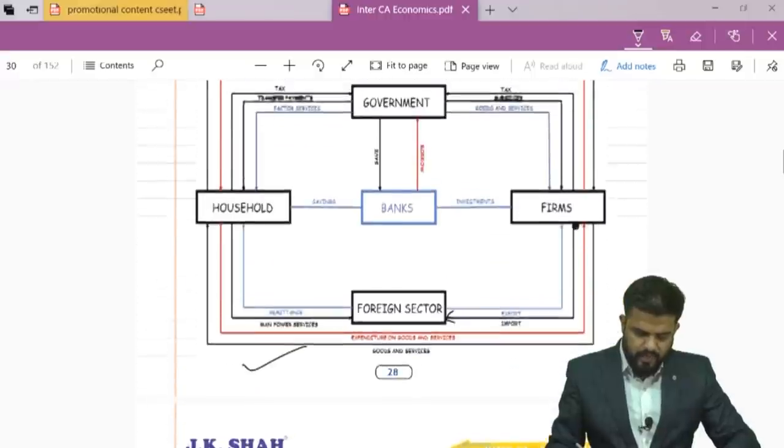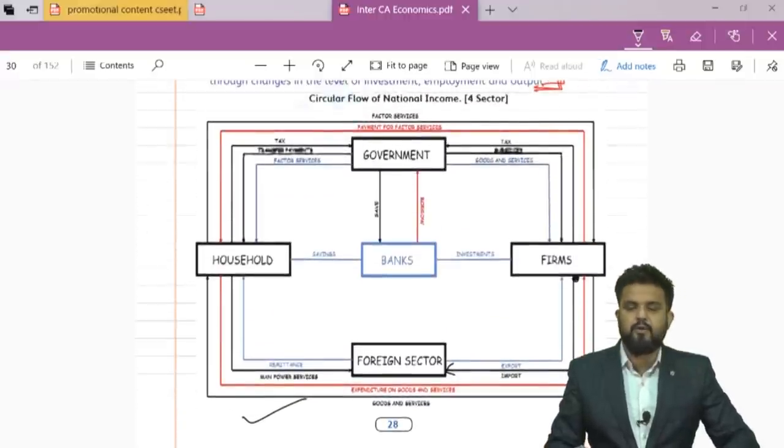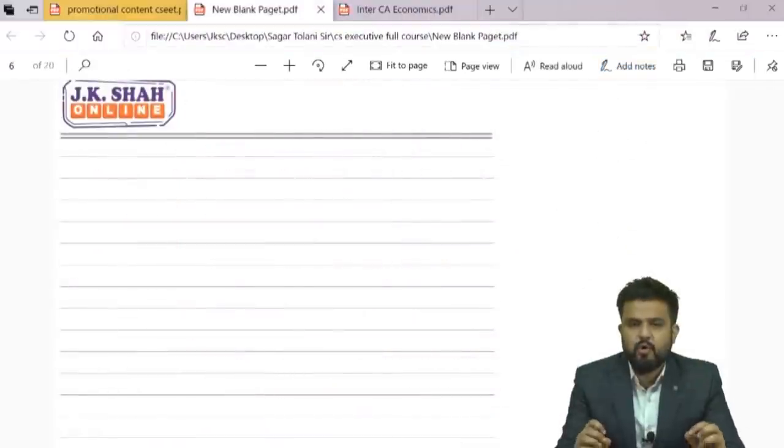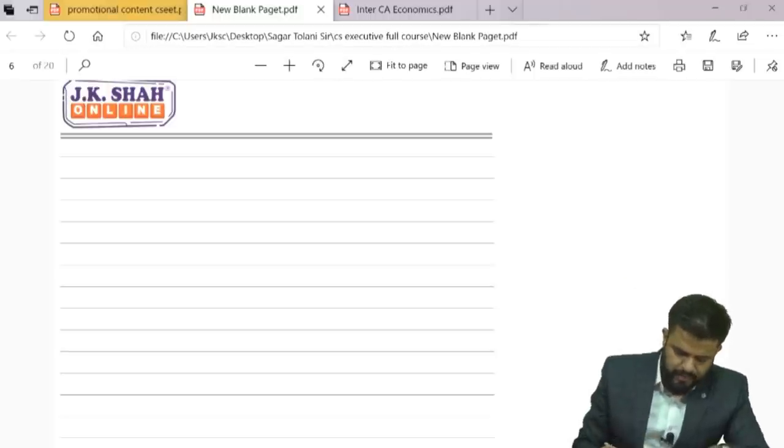And just now what we did was the four sector model, circular flow. So this is done. Okay students, now quickly we will see very small concepts like what is APC, APS, MPC, MPS. And then we move to the last question of this chapter. So pay attention students.